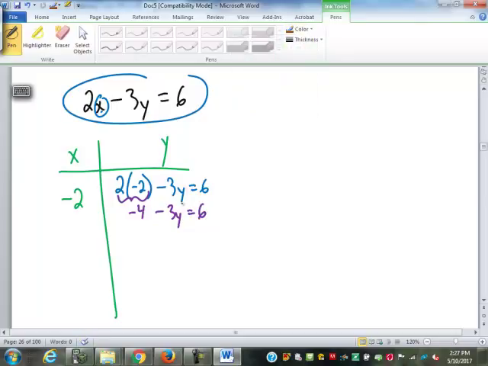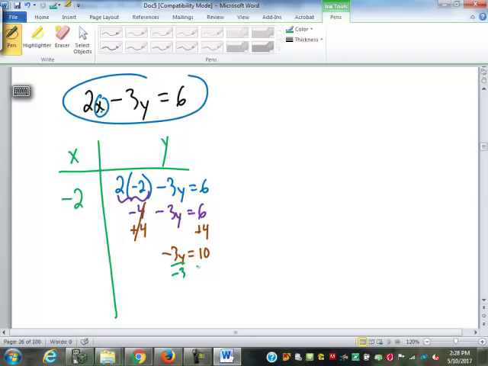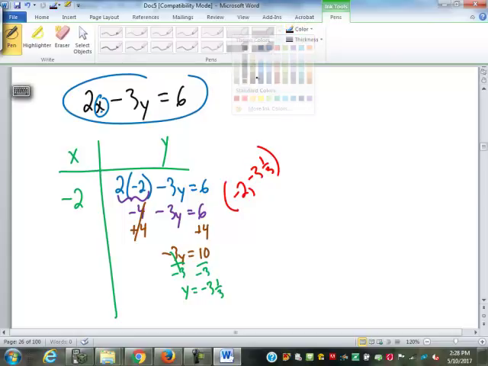Now I solve for y. What do I have to do next? Well, it's a -4, so we're going to add 4. Right? So that's gone. We have -3y equals 10. Well, now we would divide by -3 to get y equals -3 1/3. So what this is giving us is a point where x is -2 and y is -3 1/3. Well, that's kind of ugly, but we can still graph it.